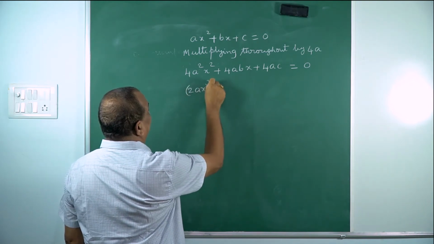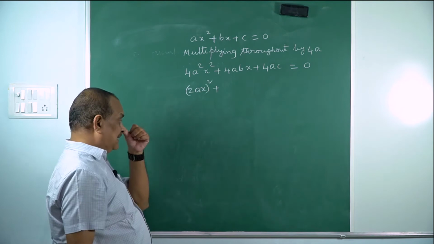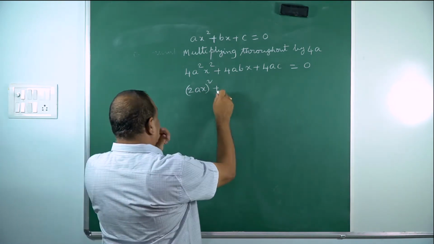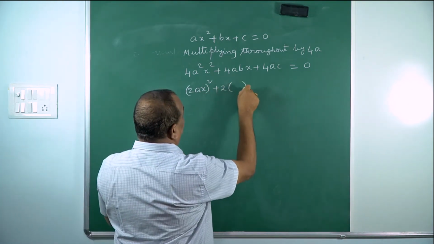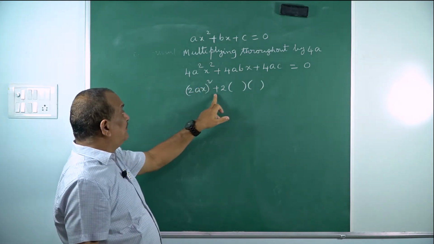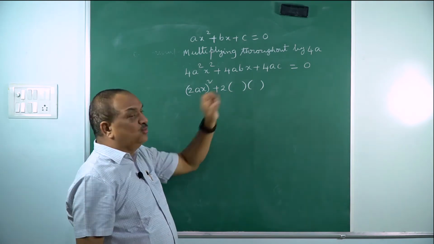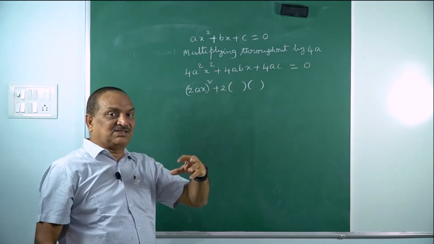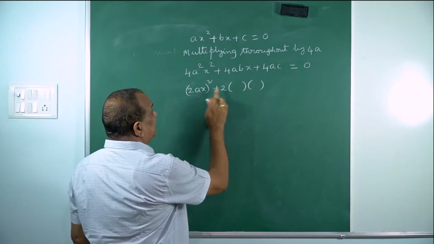2ax whole square. I got some perfect square there. And what do I have here? 2 times I have something. This is something like p square plus 2pq. I am expecting that, p square plus 2pq. So this 2ax I write here.